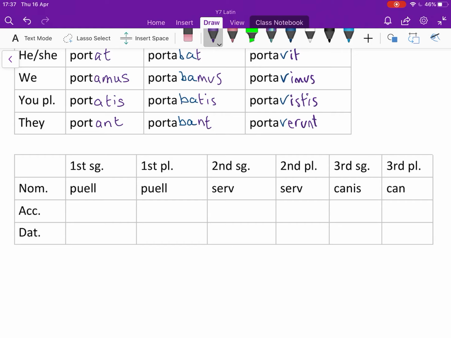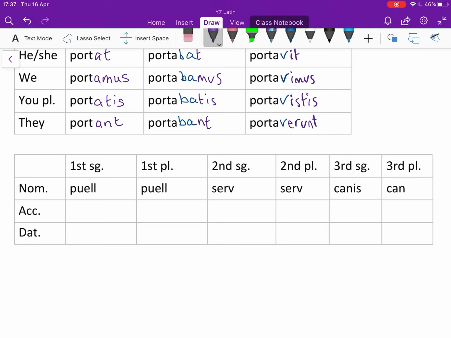And then last term, we also learned the dative, which is the case that we use to say to or for. So if the girl bakes a cake for her friend, then her friend is dative. If she very kindly gives a cake to her brother, then her brother is dative.